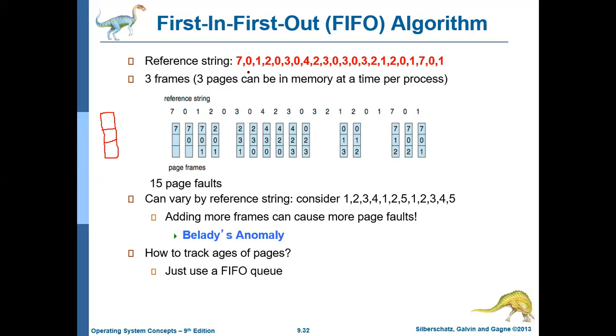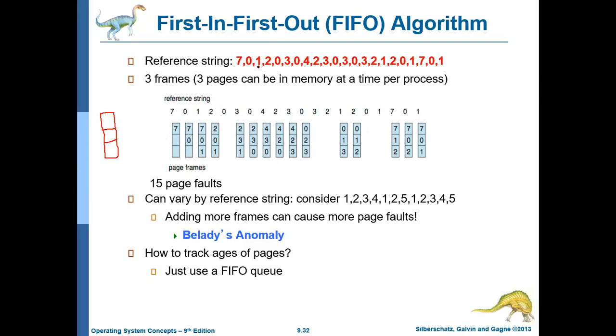Then you require 0. Now you have your frames as this. Do you have 0 here? No, we don't have any 0 here. But we need to have 0 because we are required to use 0. So again, it is a page fault. Can you accommodate 0 here? Yes, we have 2 spaces. So we are accommodating 0 here.